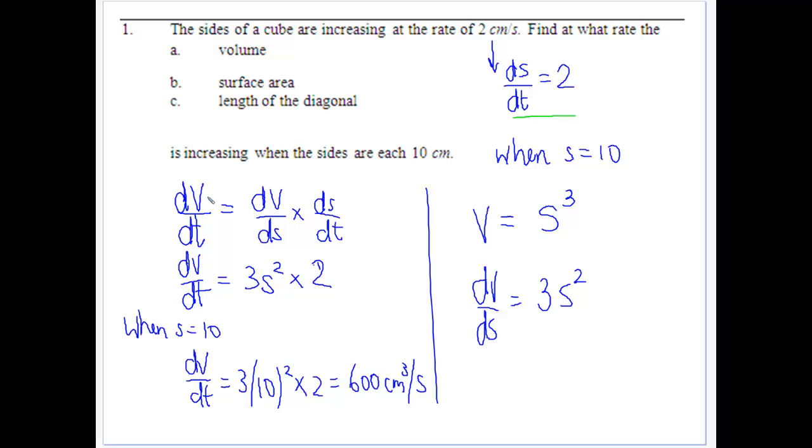Okay, so we're looking at the idea dV/dt would be dV/ds times ds/dt. Well, we've got ds/dt, but what we want is dV/ds. So we know the volume would be the side cubed, so dV/ds would be 3 lots of the side squared. So we can get our expression now for dV/dt in terms of s as 3s squared times 2. So we've done a substitution, and we know what s is going to be, so we can do our substitution there. There's our rate of change of our volume as the side's increasing.